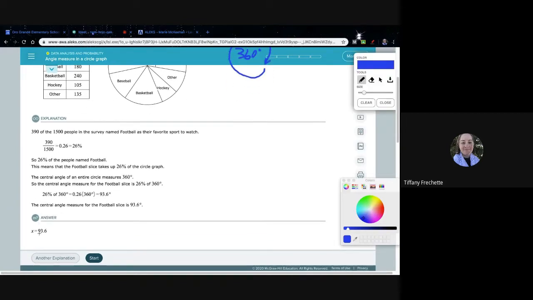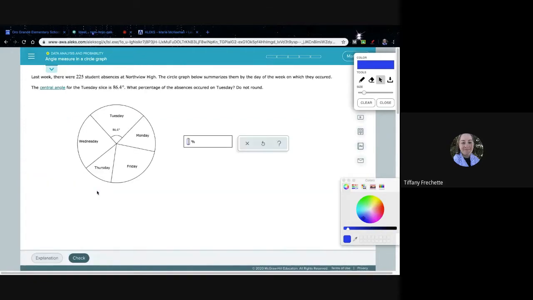So the answer we put in here is 93.6, because once we multiply, that's what we get. So that's what we're doing on this one. We're just converting percents of a pie chart to actual measurement for a circle graph, for the degree anyway.